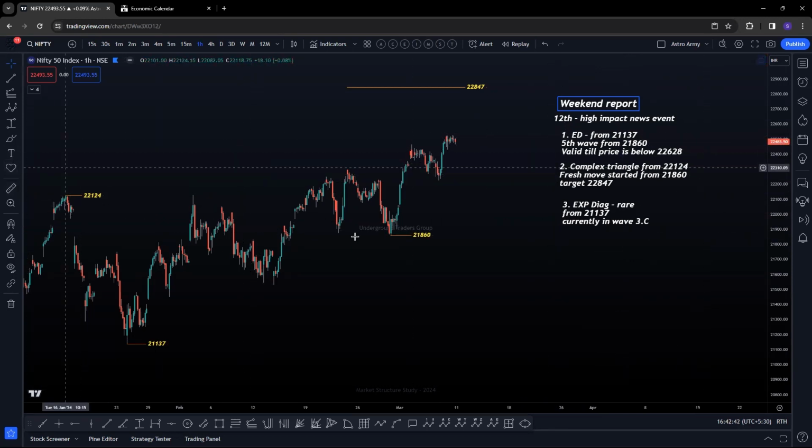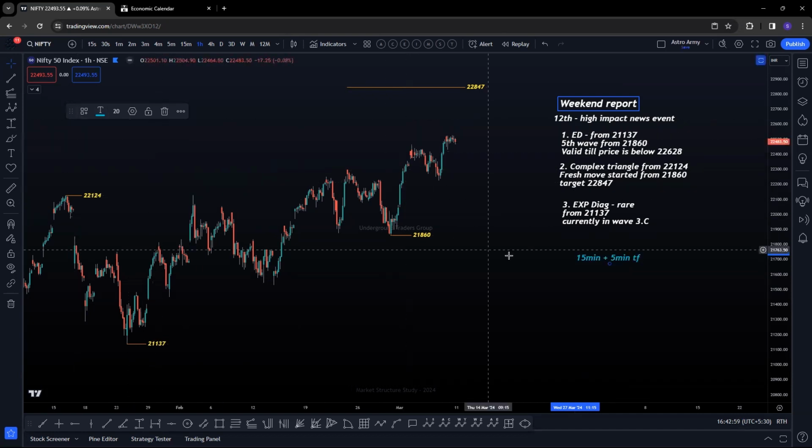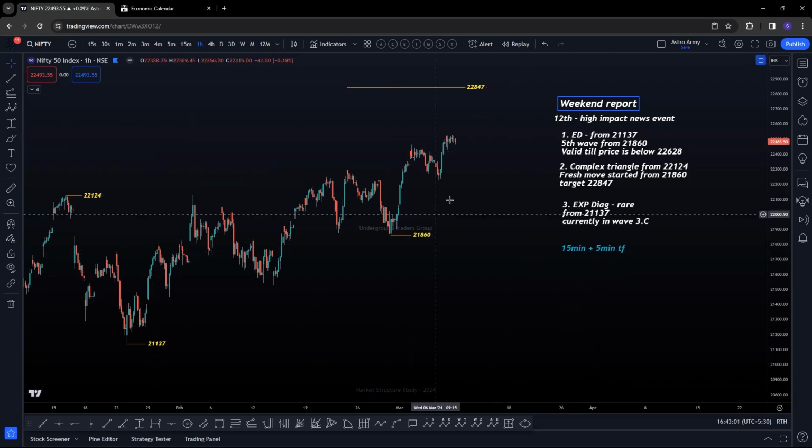Now what we're going to do is we are going to do a smaller time frame. Let's go to the 15-minute plus 5-minute time frame. Okay, this is our next section, very important.